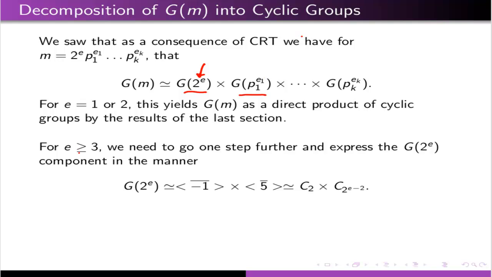For e greater than or equal to 3, we have to go one step further and express the 2 component right here as a direct product of a cyclic group of order 2 and a cyclic group of order 2 to the e minus 2. And that gives us Gm as a direct product of cyclic groups. So now we want to ask, when is this direct product itself another cyclic group?